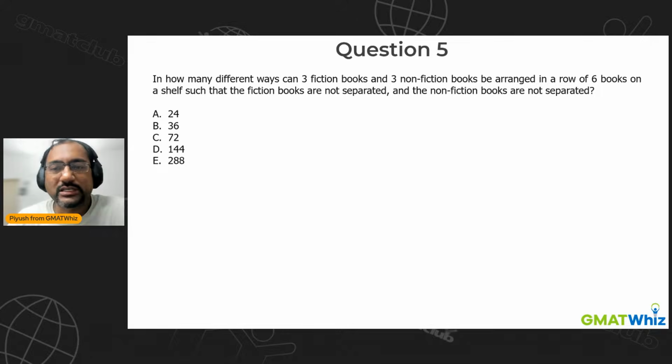Okay. Now let's go to question number 5. This is our first question on permutation combination. There are 2 questions, I think, in the set on PNC, and I'll call permutation combination PNC in short. This is the slightly easier of the 2 questions.